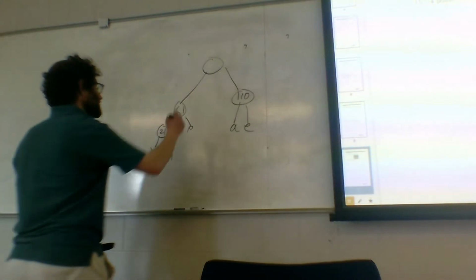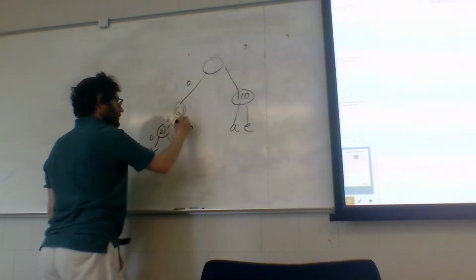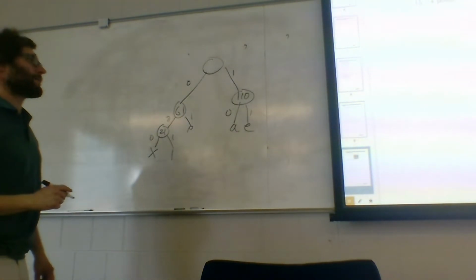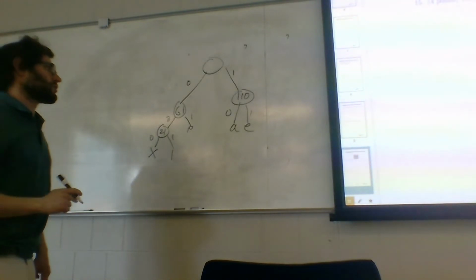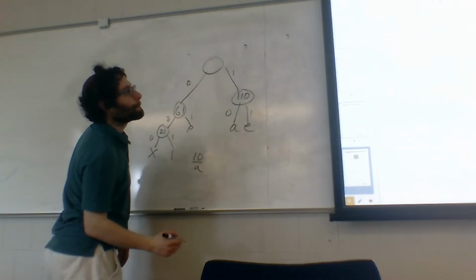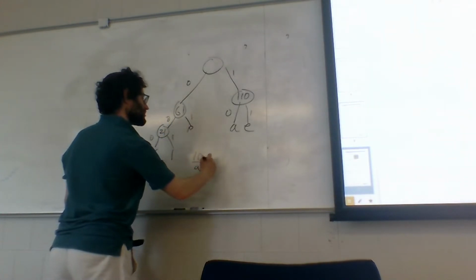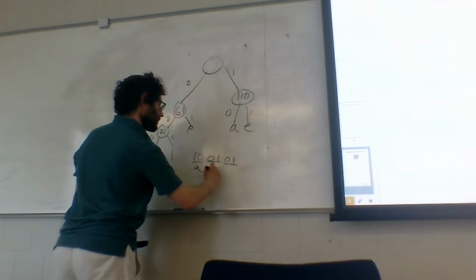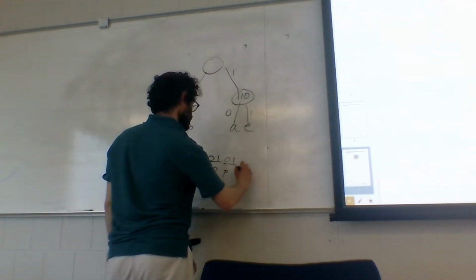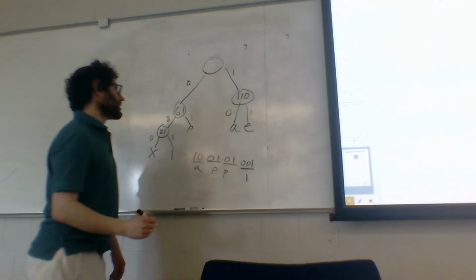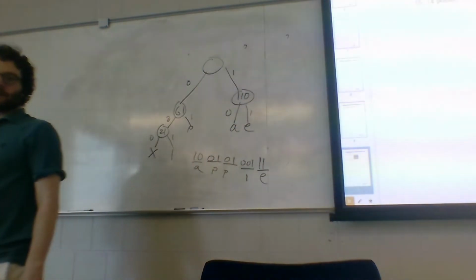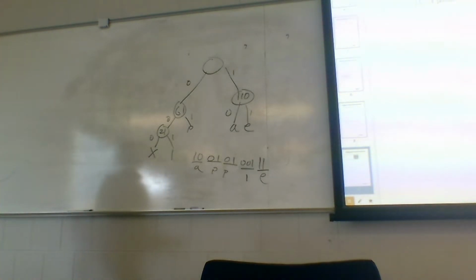We do the left sides as zeros and the right sides as 1. So to encode apple, we need an A first. A is 1, 0. P's are 0, 1, so 0, 1, 0, 1. L is 0, 0, 1. And then E is 1, 1. So that will give you apple.